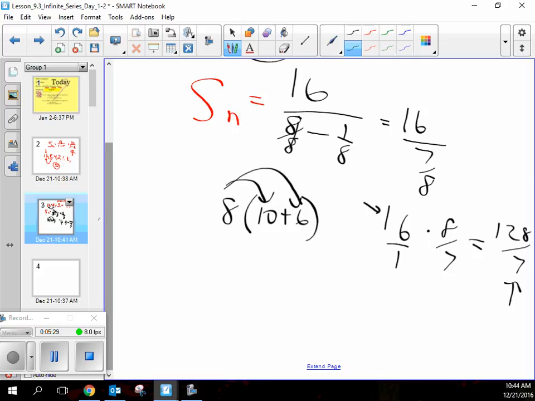Now, if that doesn't bother you, it should, because some of the best thinkers of the human race, it really bothers them that you're adding an infinite number of things and it comes out to something that's whole and complete. It's not like partway.